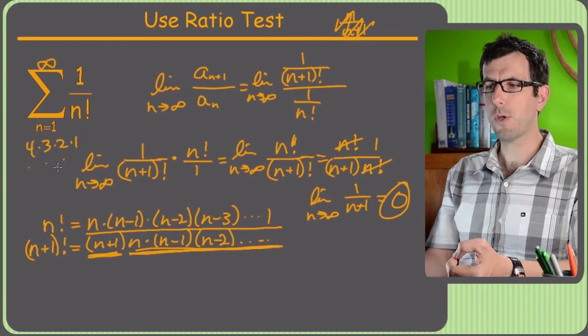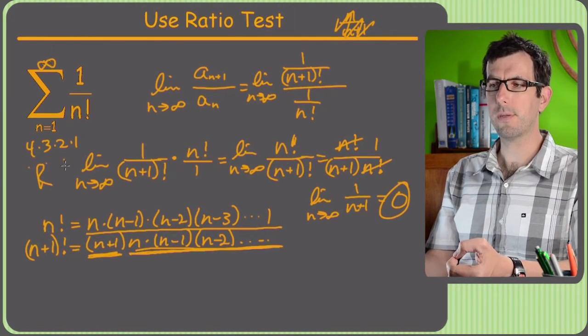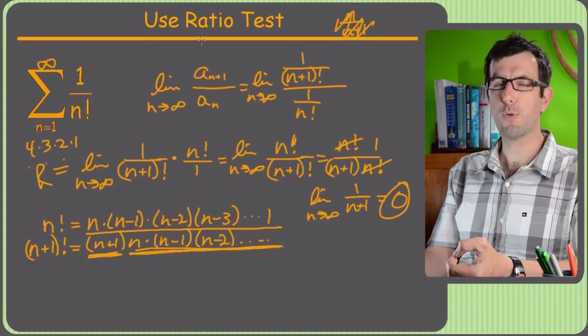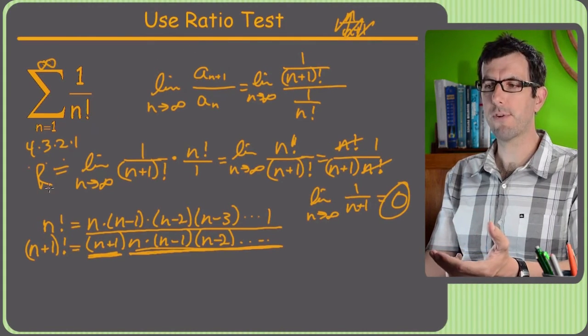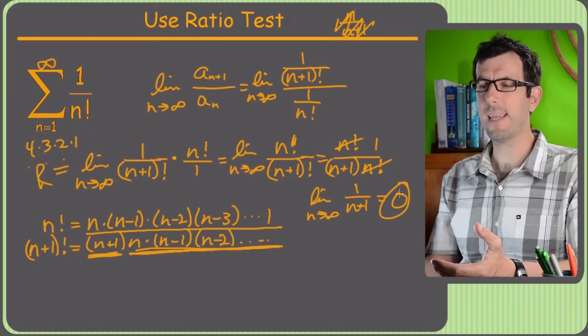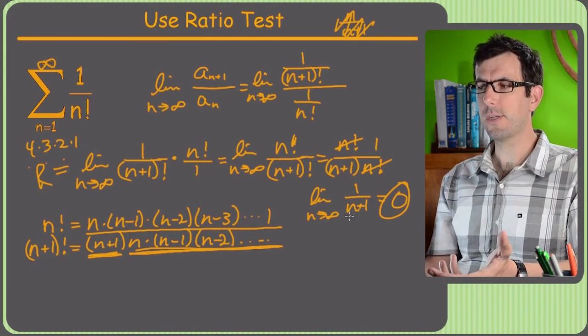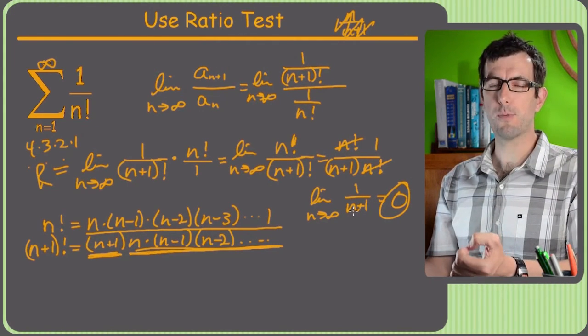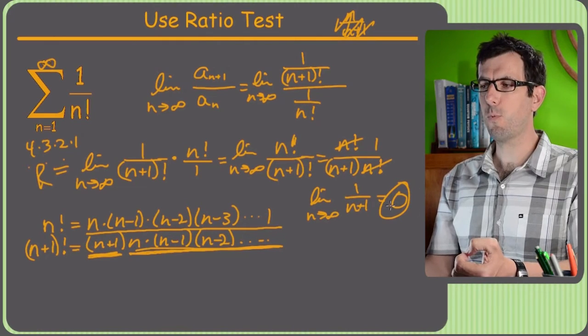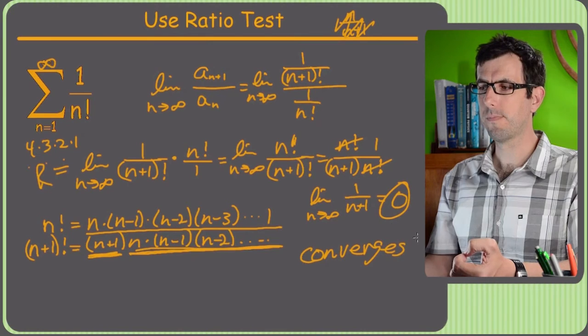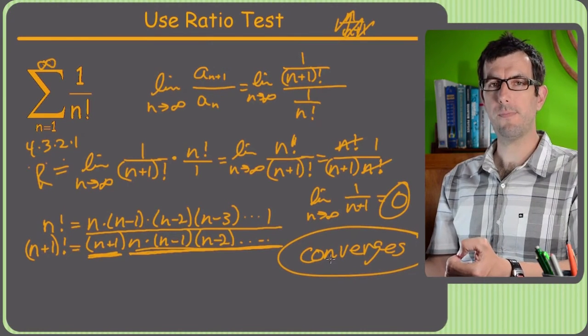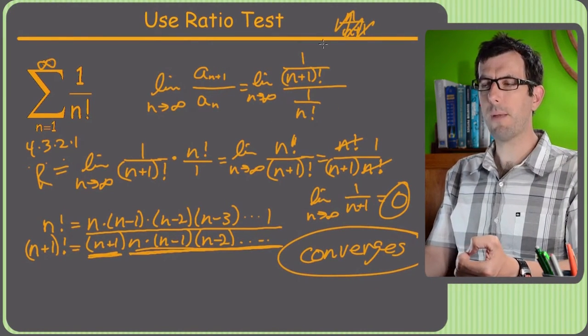And remember, this was all r. When you're doing the ratio test, that ratio, that number you eventually get, that's your r. So the question is, is r bigger than 1 or smaller than 1? Well, it's smaller than 1, so this converges. And that's all there is to it. So it turned out it was a really simple problem to set up.